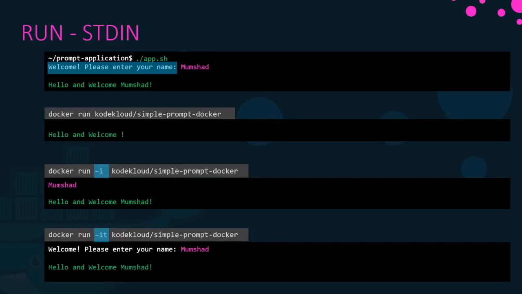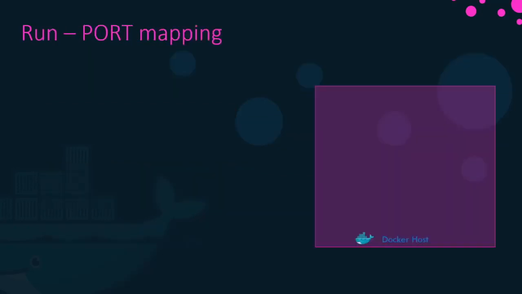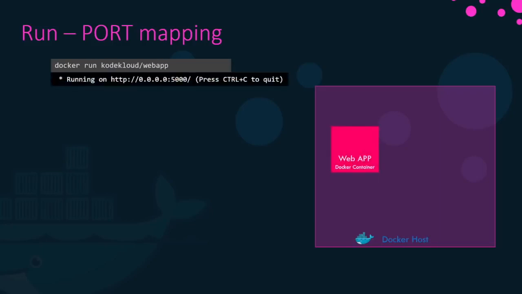So with the combination of -i and -t, we're now attached to the terminal as well as in an interactive mode on the container. We will now look at port mapping or port publishing on containers. Let's go back to the example where we run a simple web application in a Docker container on my Docker host. Remember, the underlying host where Docker is installed is called Docker host or Docker engine. When we run a containerized web application, it runs and we are able to see that the server is running.